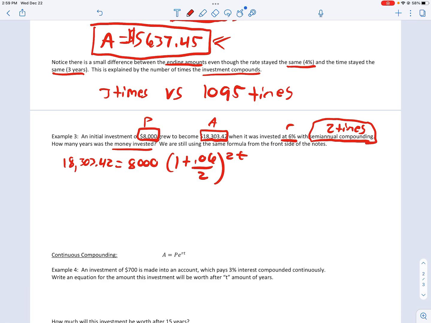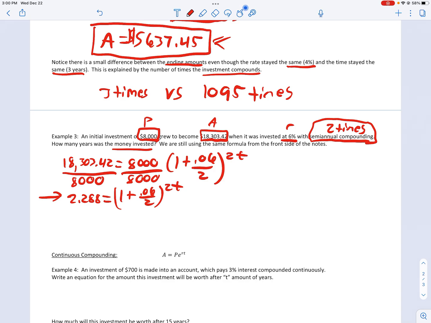In order for that to happen, I've got to get everything that I can to the other side. So I'm going to divide by 8,000. Grab your calculator, divide by 8,000, and you should get 2.288. And this is 1 plus 0.06 divided by 2 to the 2t. So it's getting a little better, I got rid of the 8,000. Please make sure you don't round too much, because the more you round, the further you get from the correct answer. You should go out at least 3 decimals.